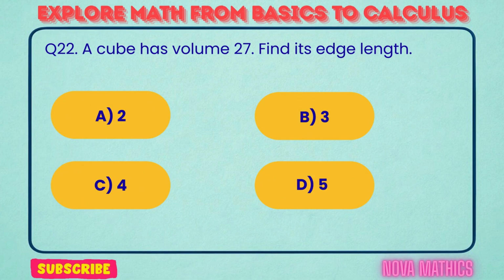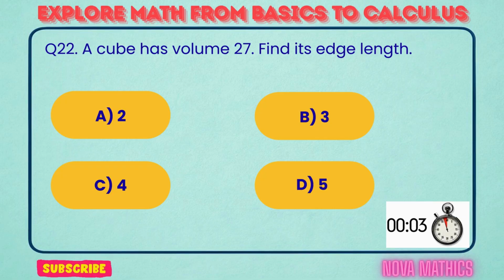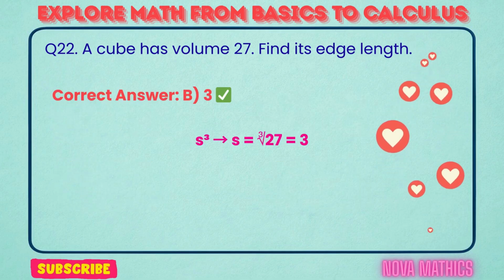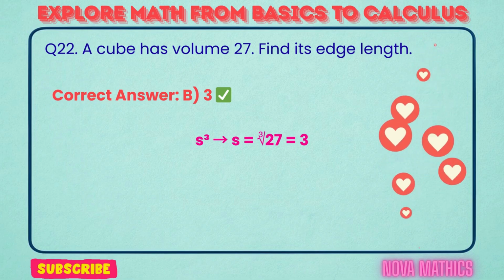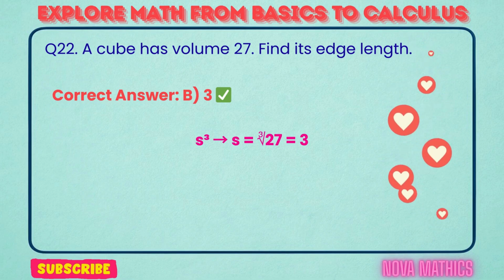22. A cube has a volume of 27. What is its edge length? Correct answer is 3. Cube with volume 27 has side 3.